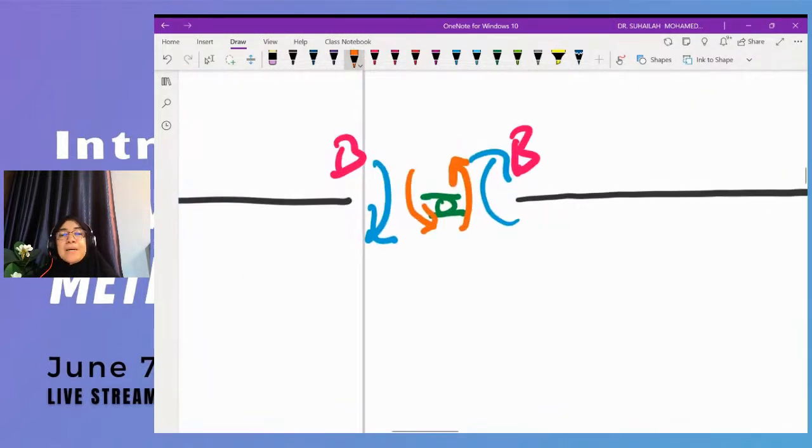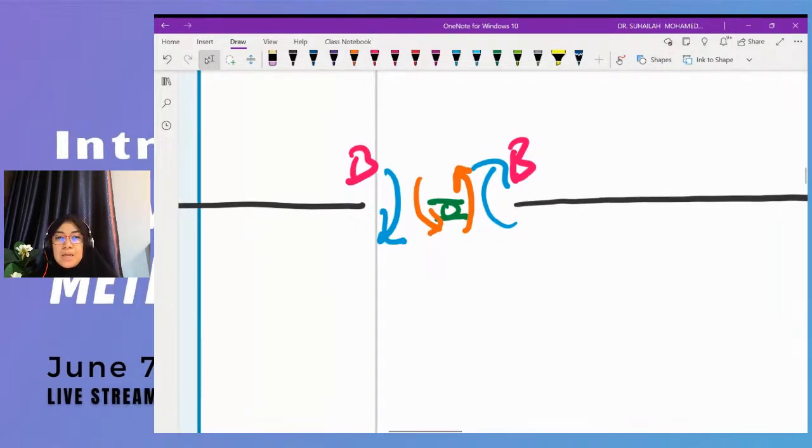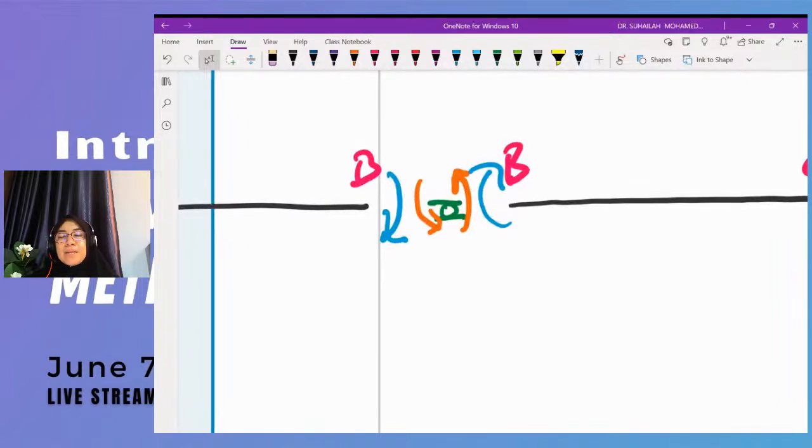Member end moment and joint moment have opposite characteristics. If the member end moment is positive, the joint moment is negative. If the member end moment is negative, the joint moment is positive.